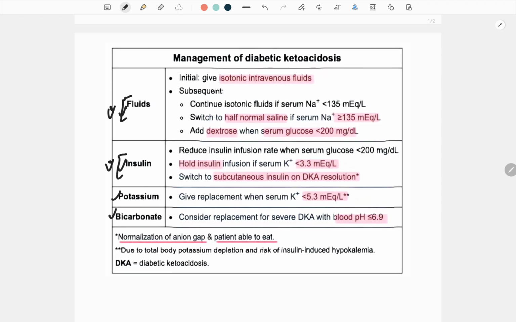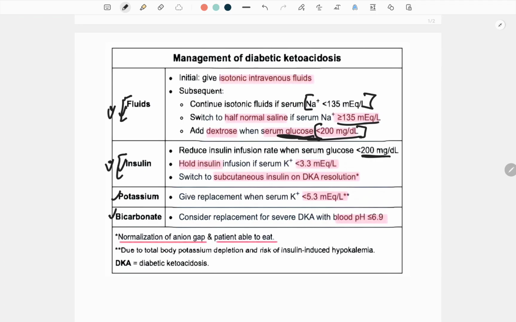We have to give isotonic intravenous fluids immediately. The first thing you will give is isotonic IV fluids. Subsequently, we'll continue to give isotonic fluids if sodium level is less than 135. And then we switch to half normal saline if serum sodium goes more than 135, and we have to add dextrose when serum glucose level is less than 200, because we don't want serum glucose level to go below 200.